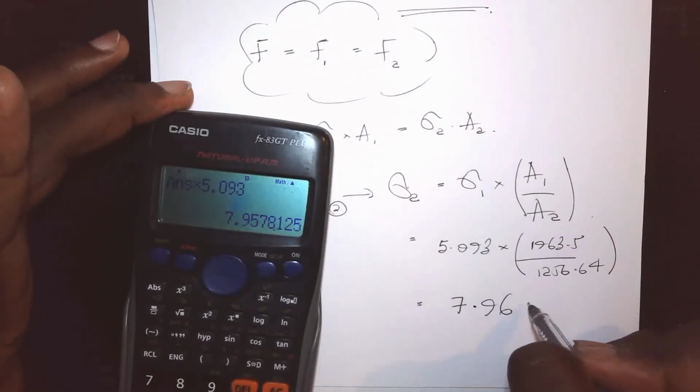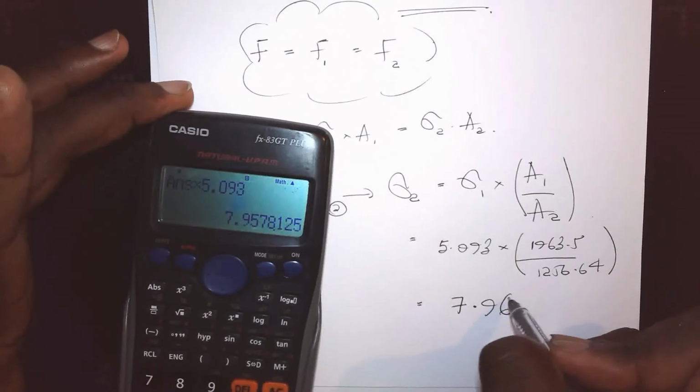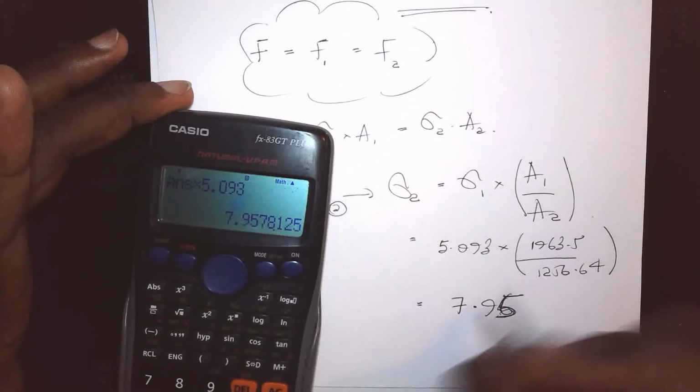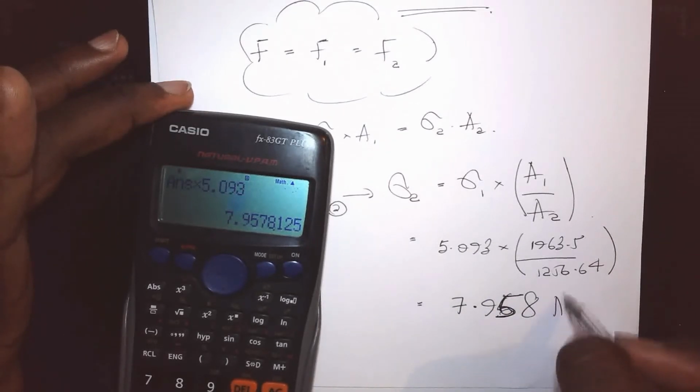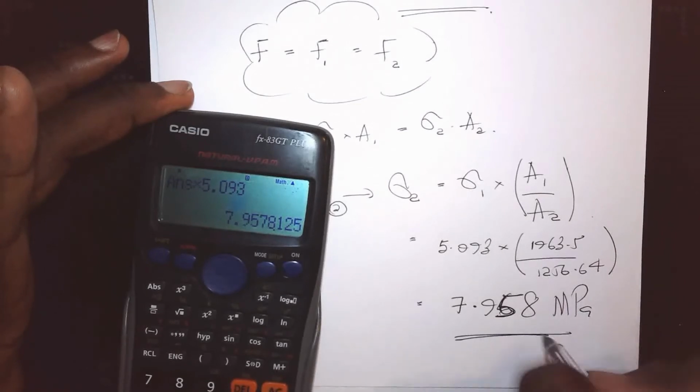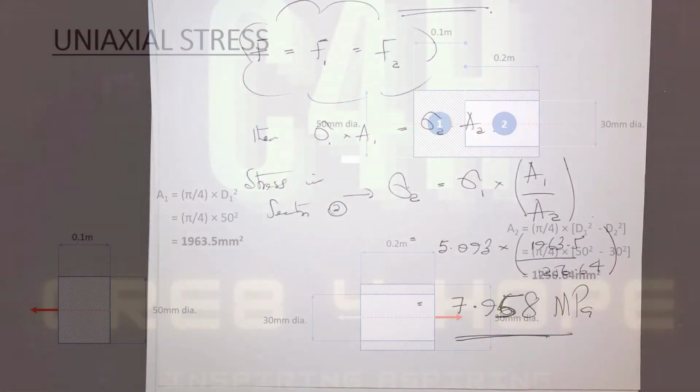7.95. So I left that in 3 decimal places. I'm going to leave this in 3. So that'll be 8 MPa. This is required. So we've done that part.